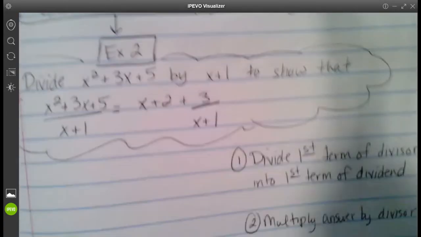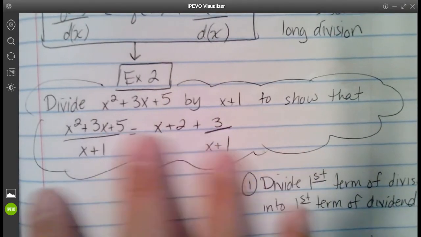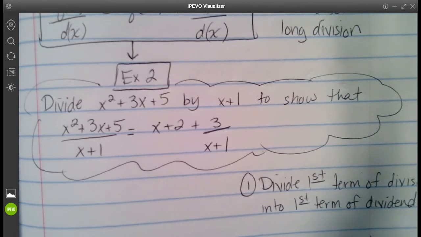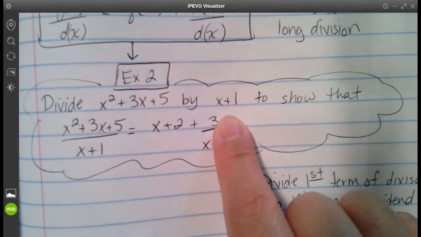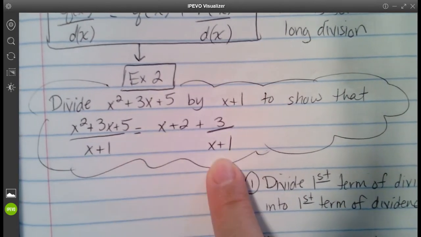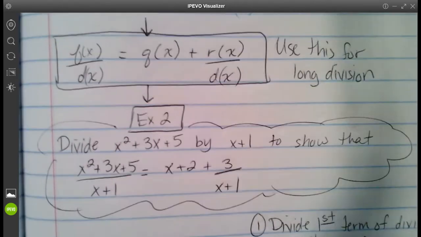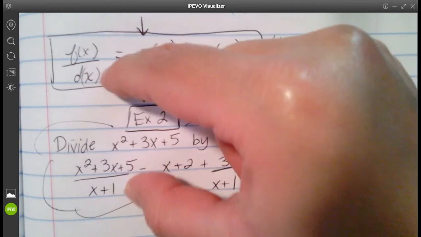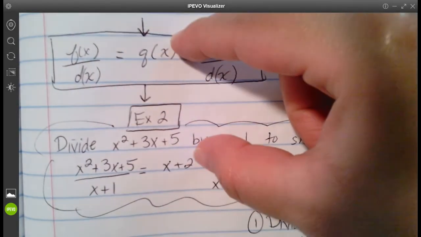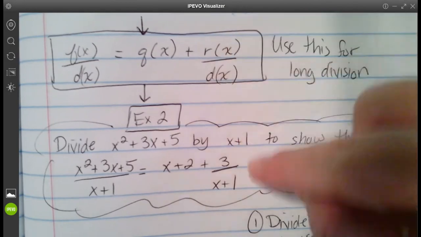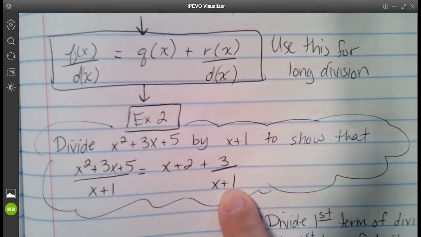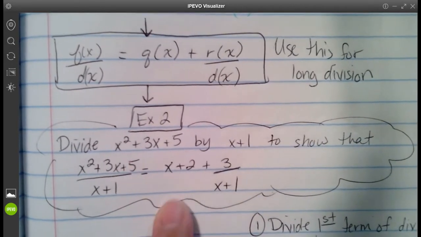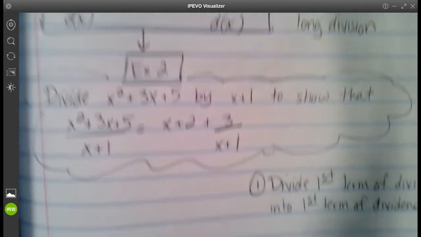So we have example number 2. This one actually gives us the answer. I wanted to give us the answer just so you can see the format and how the steps apply. It says divide x squared plus 3x plus 5 by x plus 1 to show that this part right here is true. Looking back at our format, we have our dividend, divisor, quotient, remainder, so the 3 is the remainder, and then there's the divisor again. We're going to use long division to get this answer, and I'm going to show you all the steps here on the side. So let's scroll down.